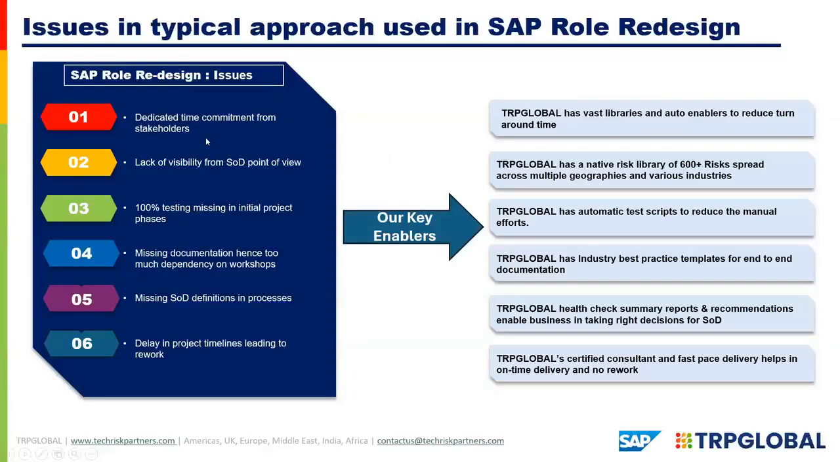How do we overcome this? We have a vast library of auto enablers that reduce the turnaround time, which means we don't just reach out to the business with a problem statement, but also with proposed solutions and possible options to overcome certain issues, and then involve as little time as possible from the stakeholders. Okay. Then lack of visibility from an SOD point of view.